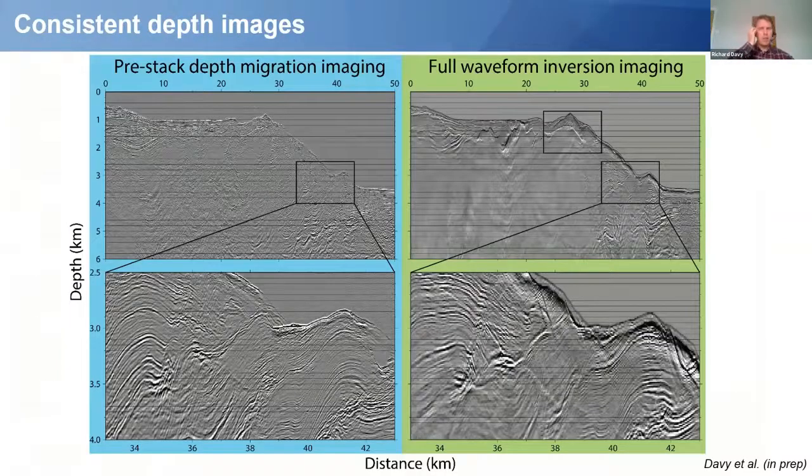So again, just looking at the two side by side, this is the pre-stack depth migration image on the left and the full waveform image on the right. And if we look at the toe of the prism, we can see that these thrust faults match really nicely. We may even be resolving these reflections through here to a greater degree in between these two thrust faults. And again, those folded sediments look really good.